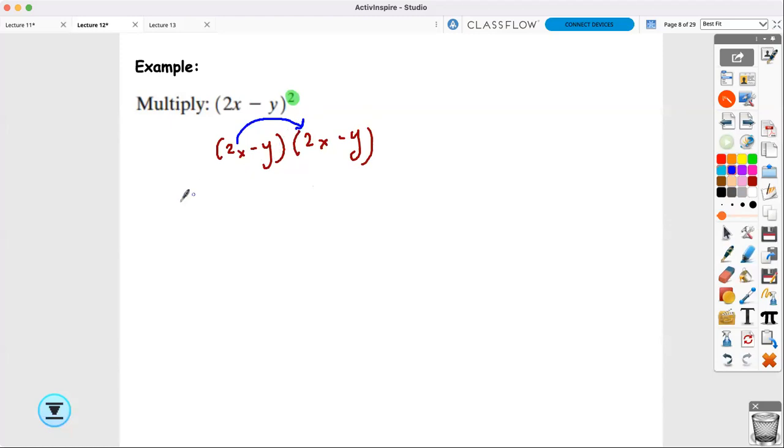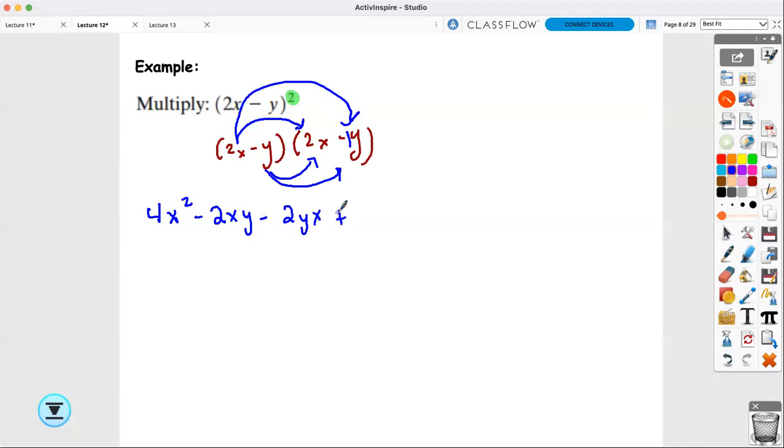2x times 2x, that's 4x squared. Now we're gonna do 2x times minus y, we're just multiplying. So 2 times an invisible -1 is a -2. X times y is just xy. Now I'm gonna do here, the bottom arrow, -y times 2x. That's gonna be -2yx. And then -y times -y, two negatives makes a positive. Y times y is y squared.